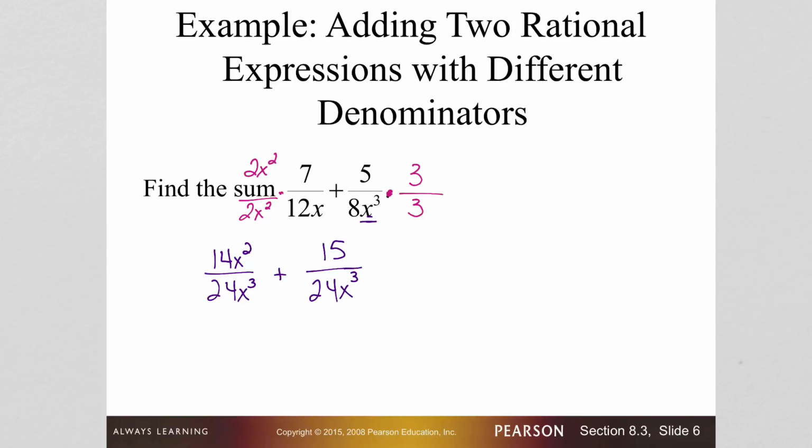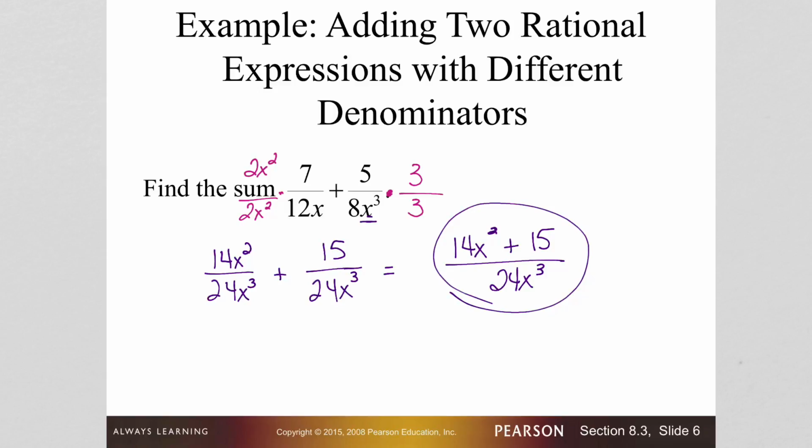Now, do we have any like terms in the numerator to add together? No, we do not. So we just rewrite this. 14x squared plus 15 over 24x cubed. And that's it. We are done. We cannot simplify this thing any further.